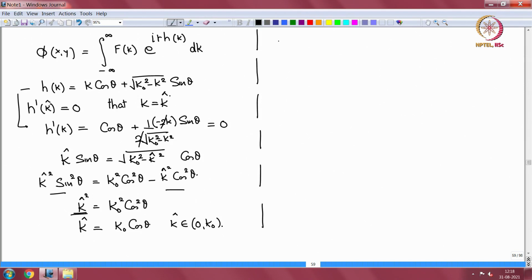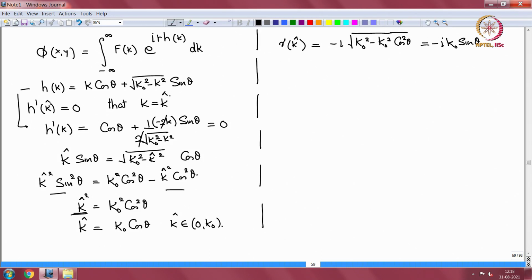So what is my gamma hat now, or gamma at k hat now? It is equal to minus i square root of k0 square minus k0 square cos square theta, which is equal to minus i k0 sine theta.